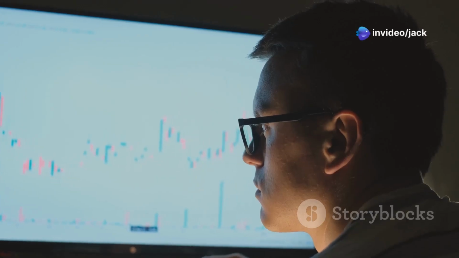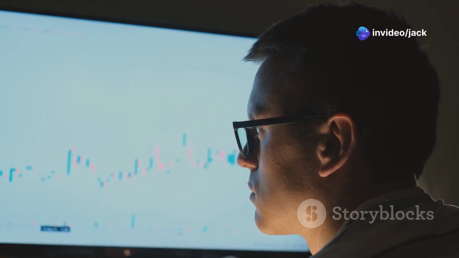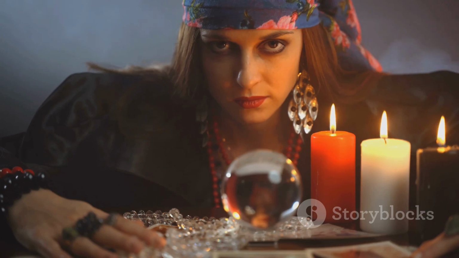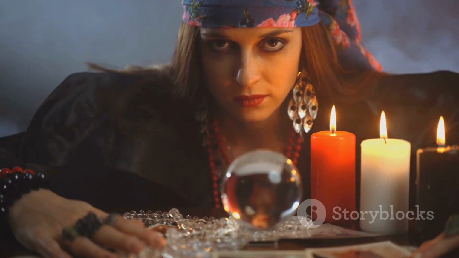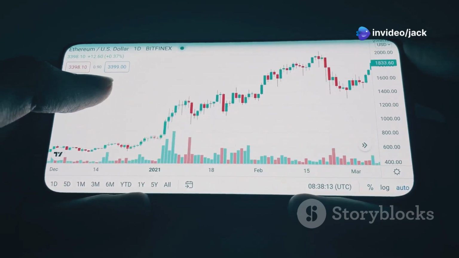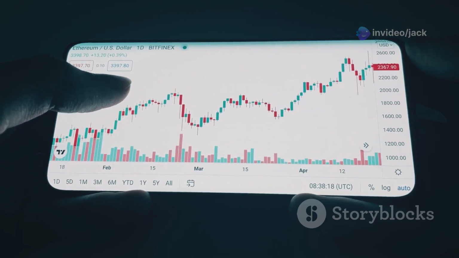The RSI is a powerful tool, but it's not foolproof. It's important to remember that no single indicator can provide all the answers. It's not a crystal ball. It won't predict the future with absolute certainty. Sometimes a stock can stay in overbought or oversold territory for a while, especially if there's a strong trend in play. This is why context is crucial.